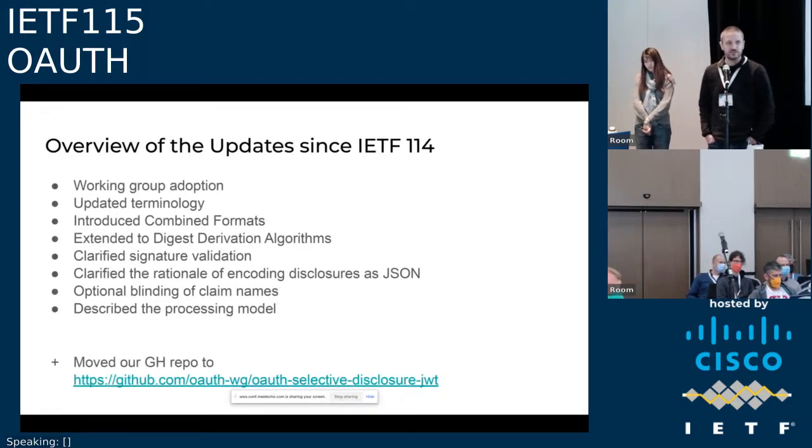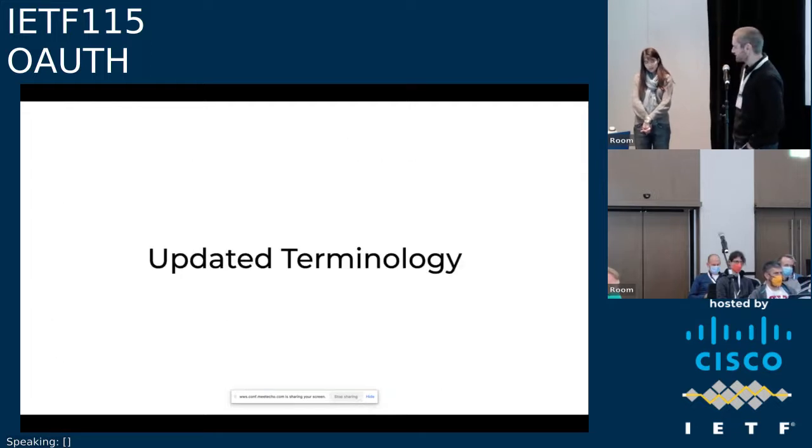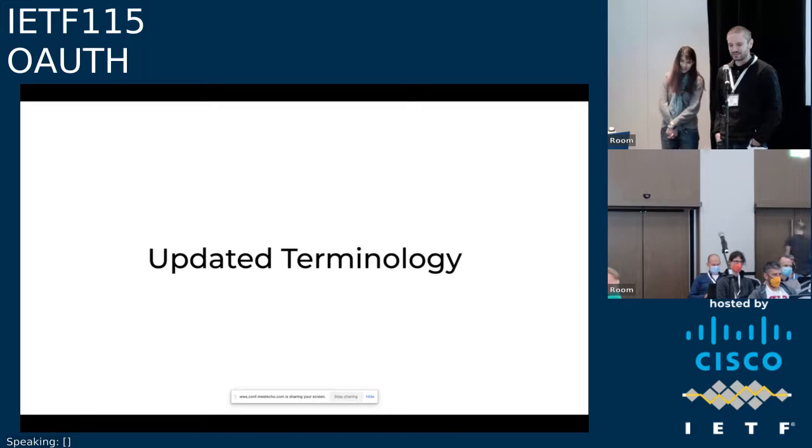We introduced a feature that was often asked for, namely blinding claim names. And we now describe a processing model that we think will be useful to most verifiers in processing SD drafts. Thanks to Aaron, we also now have a repository in the OAuth working group GitHub organization. So this is the place where you need to go if you want to see the latest editor's draft, and so on. And with that, I think Christina will speak about updated terminology.